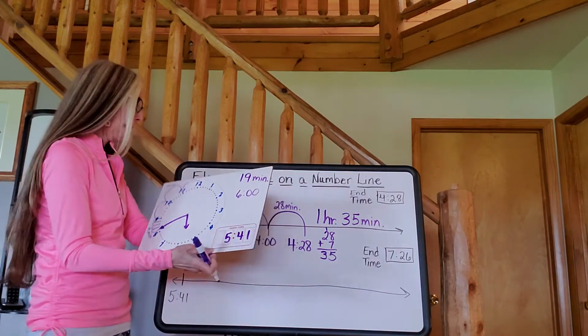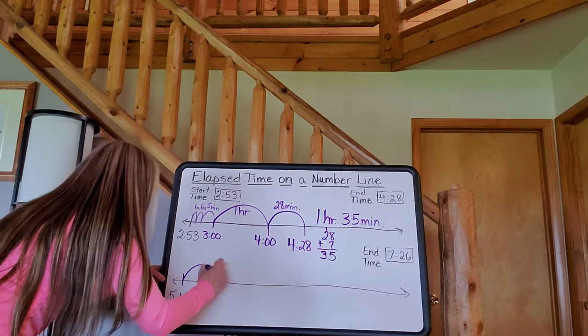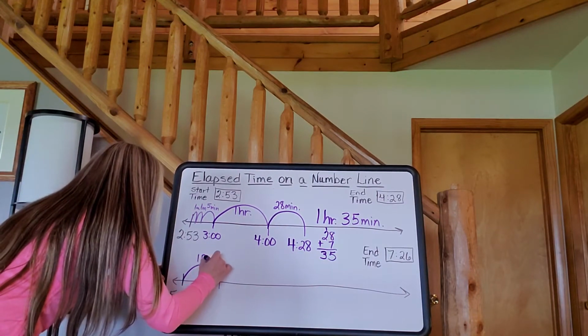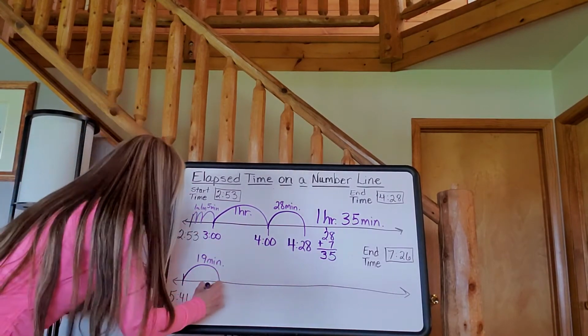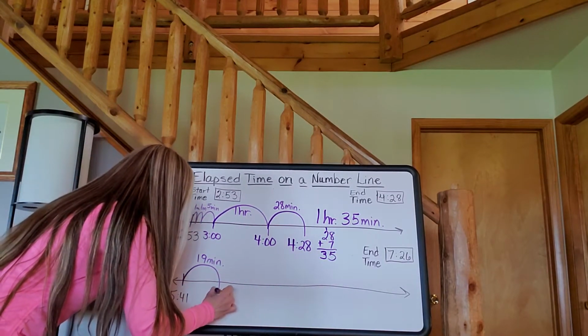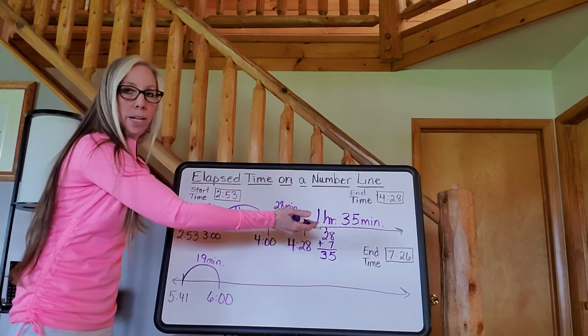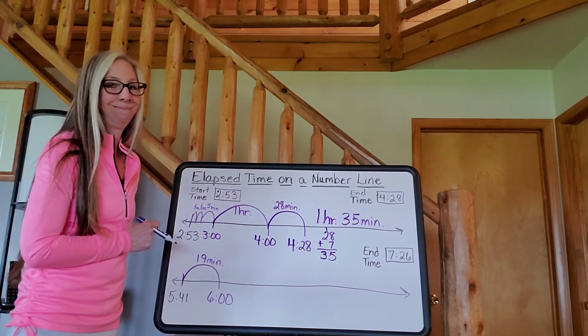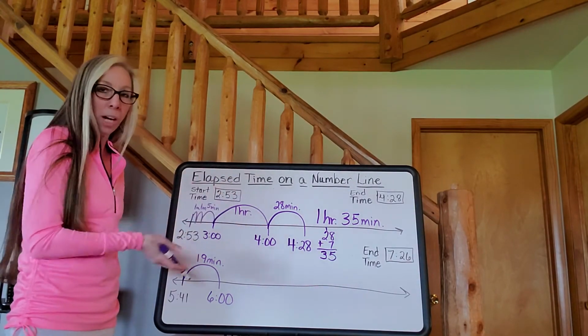So I'm going to put that on my number line. We have a 19-minute hop. And now we are at what time? You got it, 6 o'clock. Well, we're still trying to get to 7:26. So are we there yet? Nope, not quite. So now we have to go from 6, and we're on the 6 o'clock.